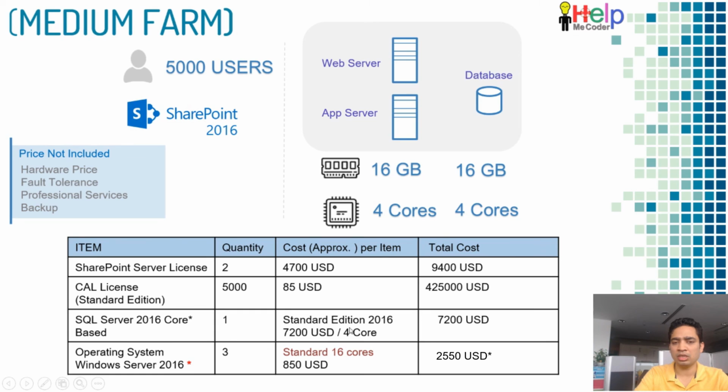So this one will be standard edition 2016. For 4 cores, minimum purchase 4 cores, we need 7,200 USD, which is this one. Operating system, that's also core based. So for 16 cores, we need 3 OS. So 850 into 3 is equal to 2550 USD. So this is how the medium farm will be set up. Then sky's the limit, you can go for the large farms.